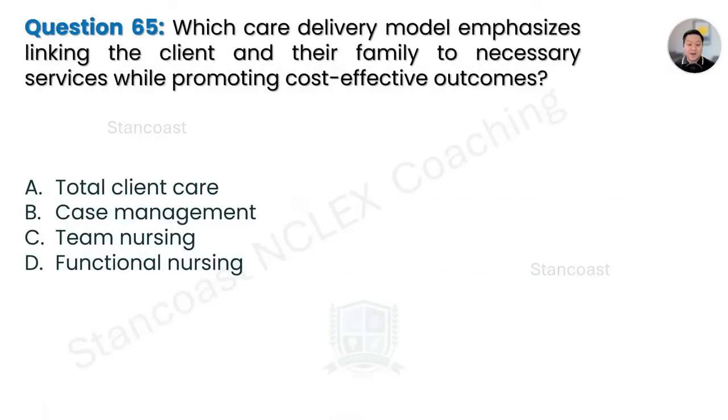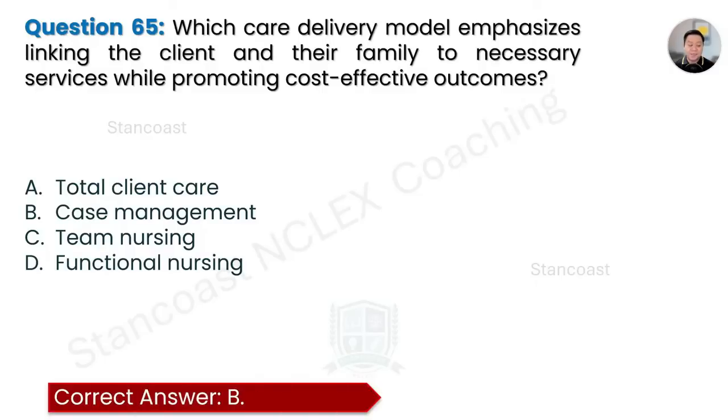Let's have number 65. Which care delivery model emphasizes linking the client and their family to necessary services while promoting cost-effective outcomes? A, total client care, B, case management, C, team nursing, and D, functional nursing. The answer is letter B. Case management involves coordination of care across the services. It can also ensure quality of care. It also promotes cost effectiveness. And so this is a model that is common in managing chronic conditions and also discharge planning.